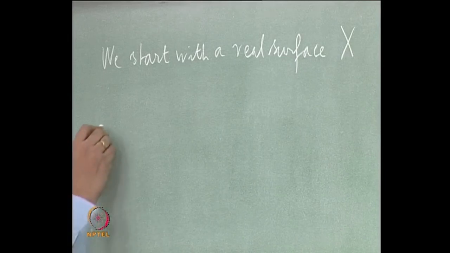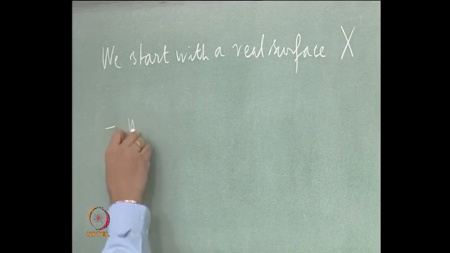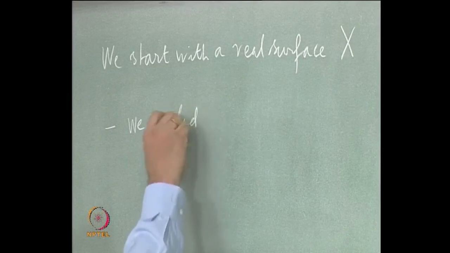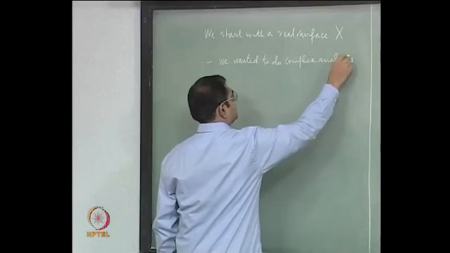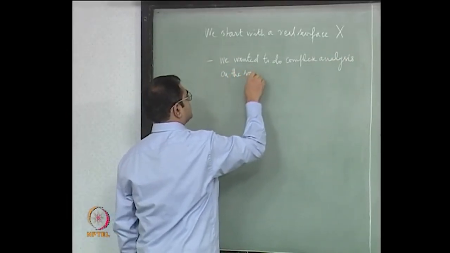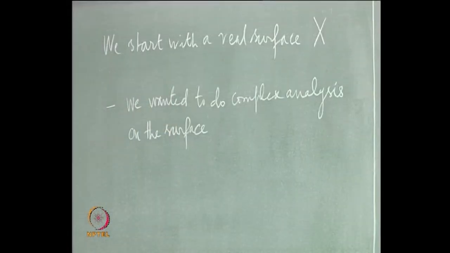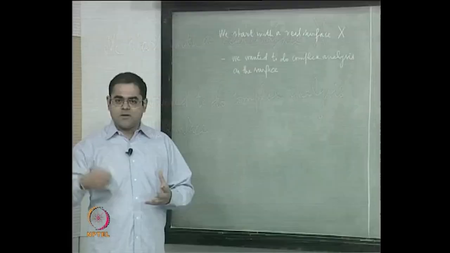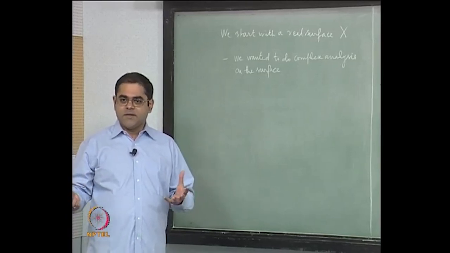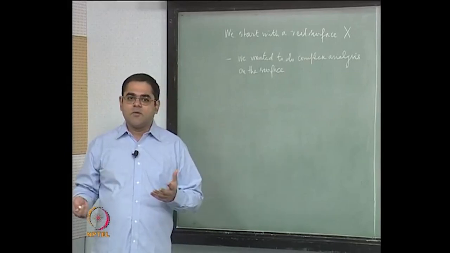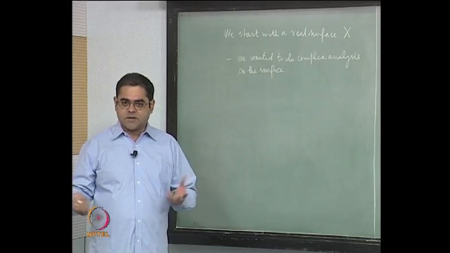And what is it that we wanted to do? We wanted to do complex analysis on the surface. That essentially was trying to do the following. If you are given an open set on the surface, and a function defined on it taking complex values, I would like to decide clearly when I can call this function holomorphic, because complex analysis is all about studying the properties of holomorphic functions or analytic functions.